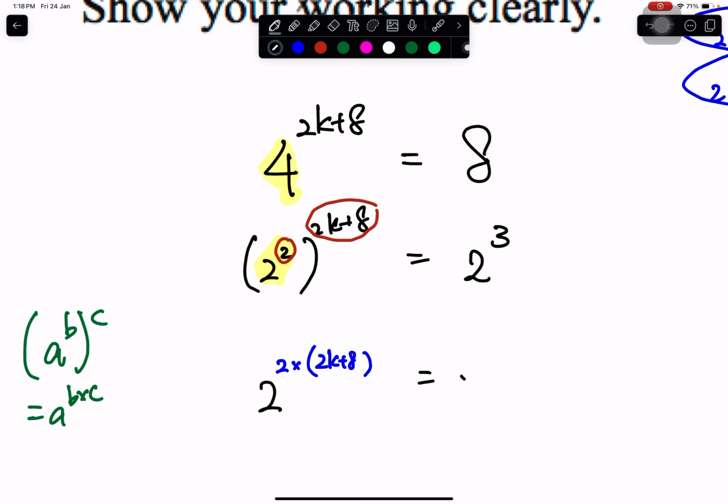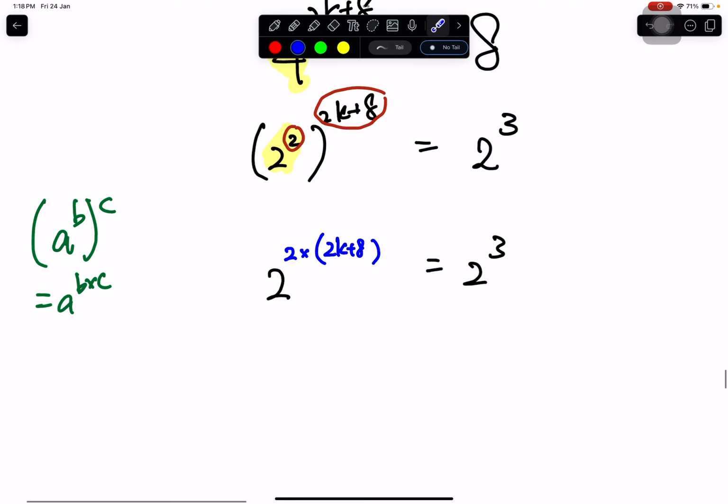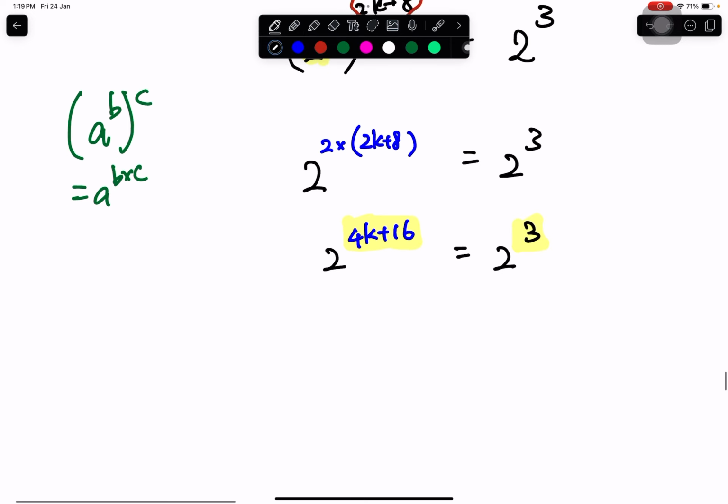Right hand side equals to 2 to the power of 3. You do a little bit of math on the blue part, which is 2 to the power of 4k plus 16, and equals to 2 to the power of 3. Because both of them now are only a pure exponent of the 2, the power of the 2s, the 4k plus 16 is equivalent to the 3. We could have extracted that particular information as 4k plus 16 equals to 3 without the base 2 anymore.